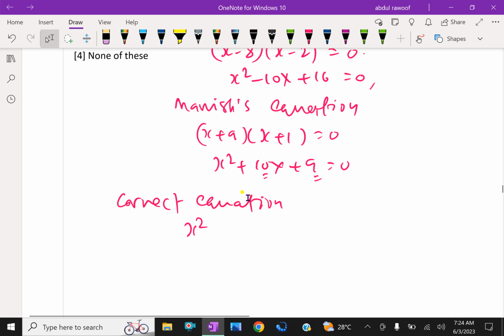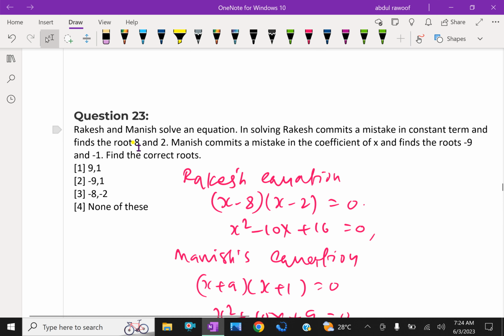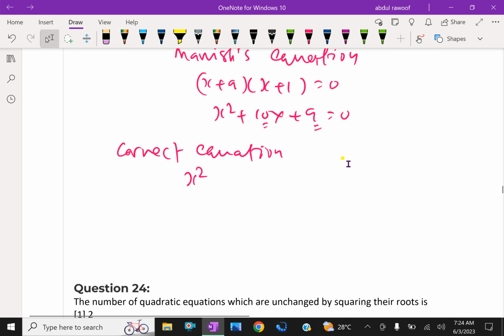Find the correct equation here. I guess the first mistakes in terms: Rakesh commits a mistake in the constant term and Manish in the x term. Therefore, here x squared is the only correct thing. Therefore, x squared minus 10x plus 9.